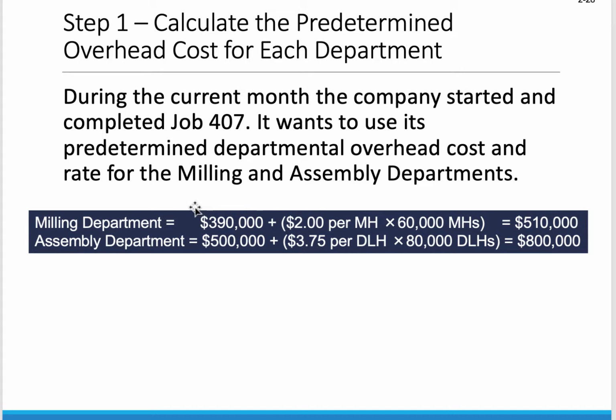Y, which is the milling department, equals A plus B times X. Total cost 510,000. We do the same thing for the assembly department: fixed costs plus variable cost per unit times quantity of the cost driver. Okay, so we have two total manufacturing overhead costs.